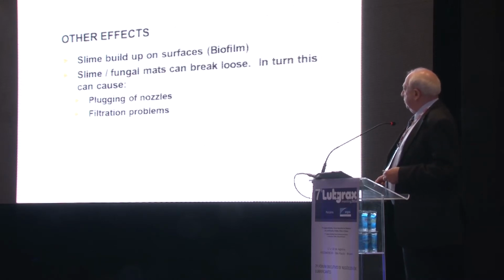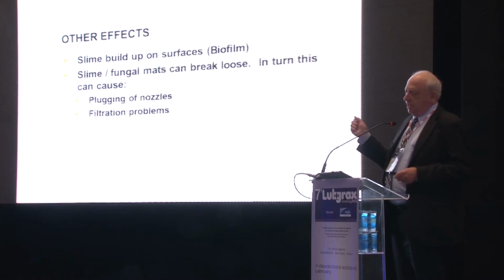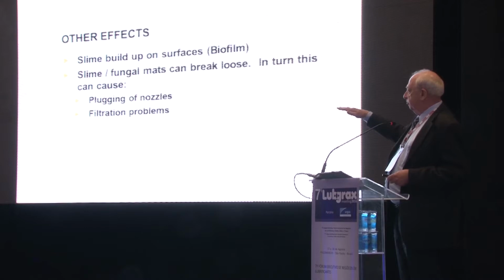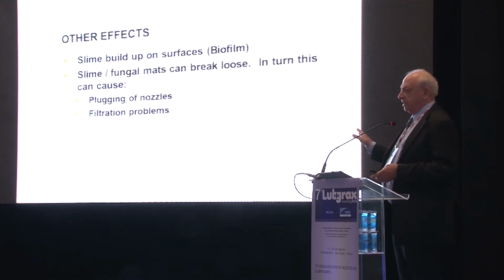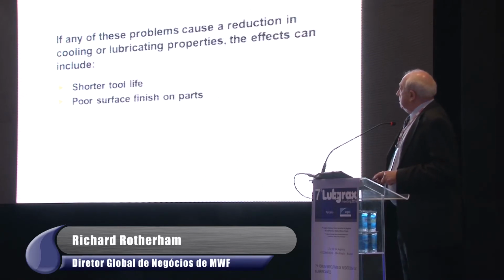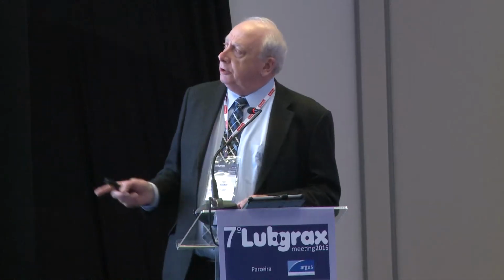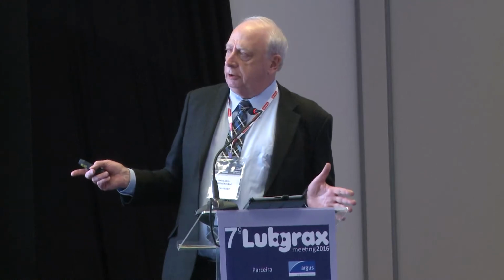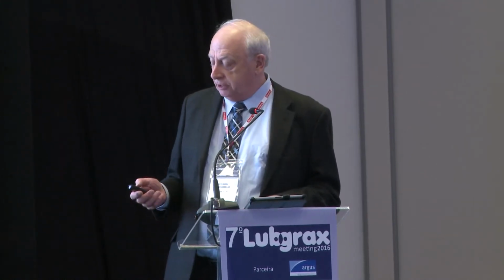We've talked about biofilm. Importantly, biofilm can break loose if it sloughs off a surface, and that may happen because you treat with a biocide. You can get into plugging of nozzles, and you may get into blinding of filters, so you get rapid indexing of filters, and that's because you killed the biofilm. But it can also happen anyway if you don't control the biofilm. But if any of these problems cause you to start to lose cooling or lubrication, then you can get into issues like shorter tool life and poor surface finish on parts.